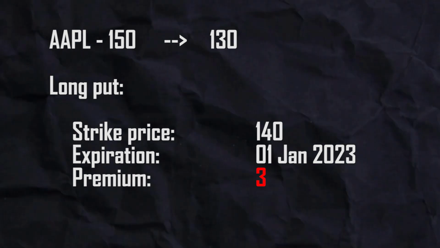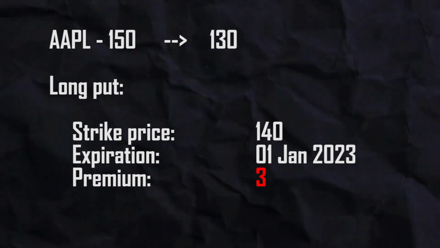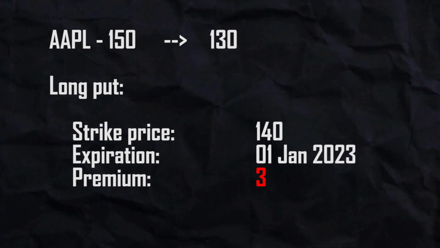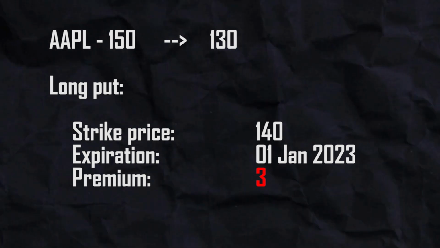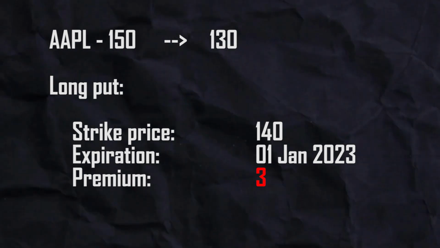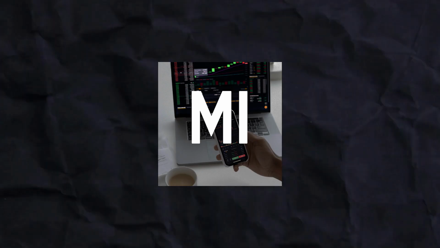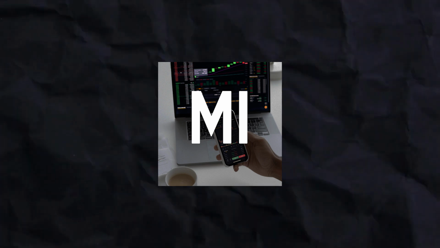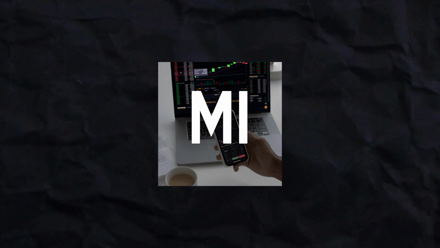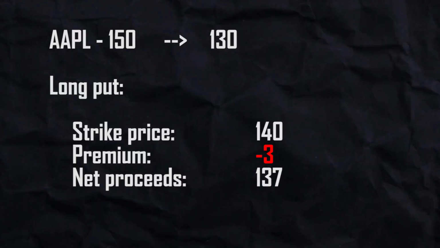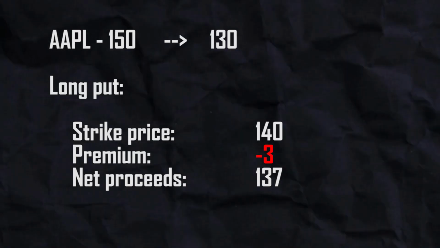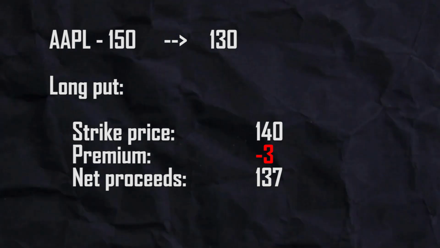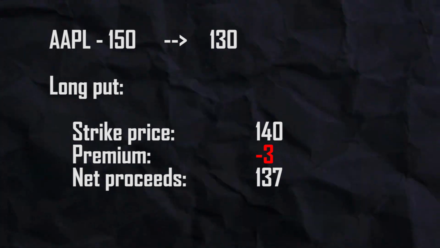On the other hand, let's say Apple trades at $130 per share at expiration date. Now our put option will be $10 in the money because we have the right to sell 100 shares at $140 while the current stock price is only sitting at $130. We will therefore make use of our right to sell Apple shares at $140 per share and exercise our put option. If we deduct the premium we paid, so basically $3 per Apple share, our net sale price per Apple share will be $137.